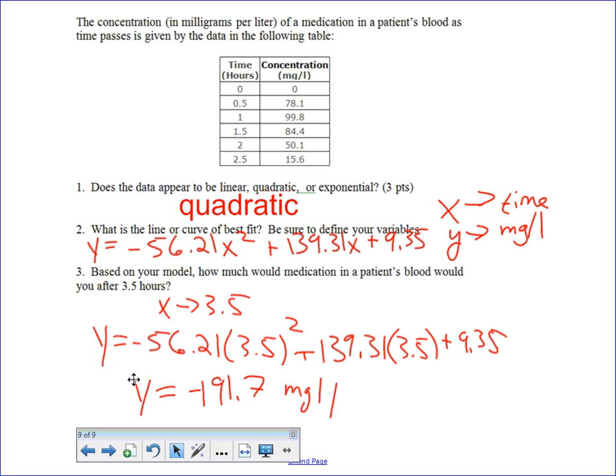We have to look at whether the model makes sense. For certain models, it does make sense to have negative values. In this one, it does not. Instead, what would happen is your medicine goes in your body and comes out, and then when it hits 0 again, it would stay 0. It would not go negative. So we would say the answer to how much medicine would be in the patient's blood after 3.5 hours is 0 milligrams per liter.